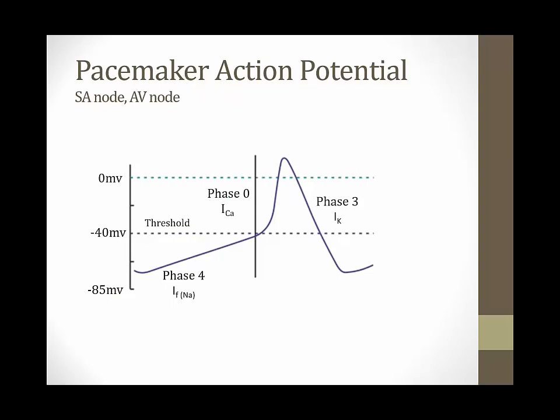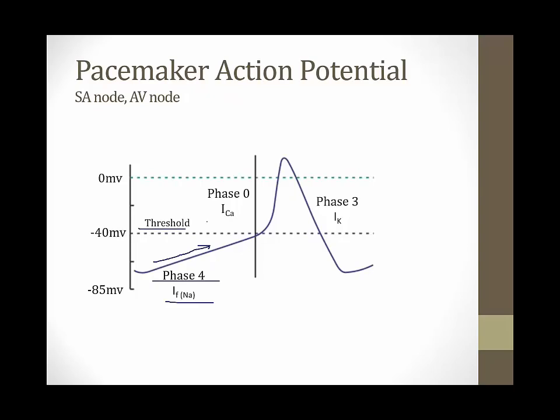To understand how these cells depolarize, let's imagine that we are a cell sitting in the SA node and it's our job to depolarize and send a wave of electrical activity through the heart. For this cell to depolarize, the process begins in phase 4. In that phase, the funny current is allowing positively charged sodium ions to come into the cell. This is slowly raising the membrane potential. When the membrane potential reaches about minus 40 millivolts or so, this is the threshold for depolarization.